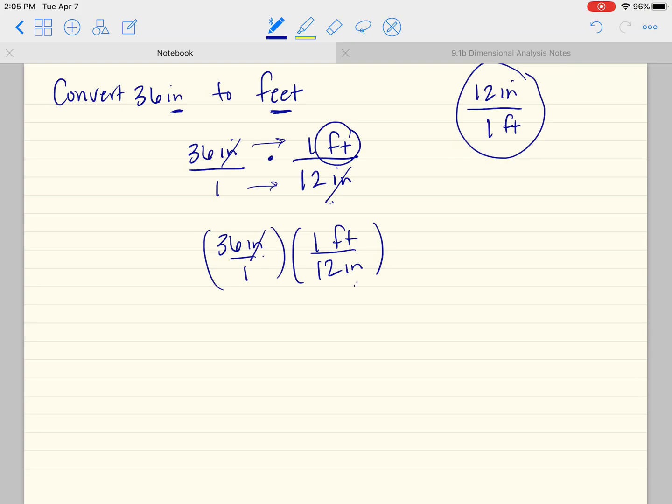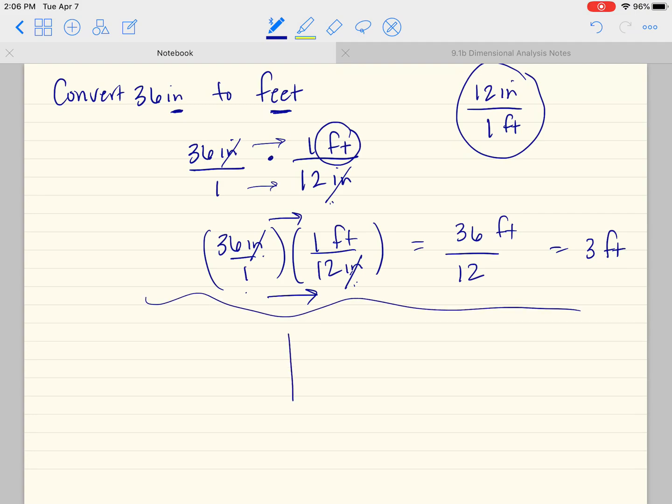So technically we're taking 36 inches, which is over 1, and then we're multiplying by a unit fraction, which was 1 foot equal to 12 inches. And we want the units that we're trying to cancel to be diagonal from each other, right? One on the top, one on the bottom, so that they cancel. And then what happens is, again, we multiply straight across the top here. So straight across here would give us 36 feet. And then on the bottom here, 1 times 12 would give us 12. No units there. And then 36 divided by 12 is our 3 feet.